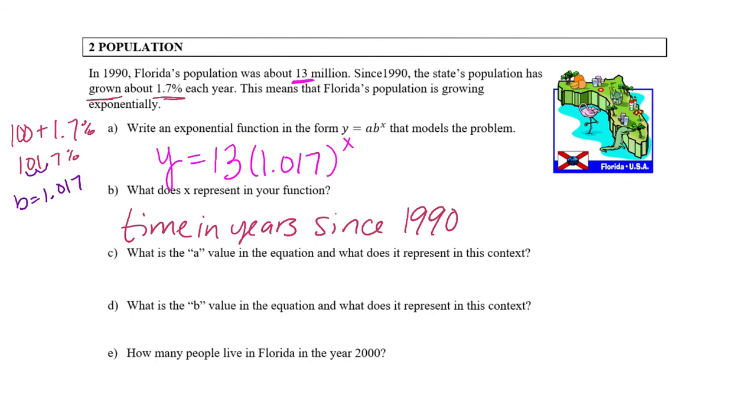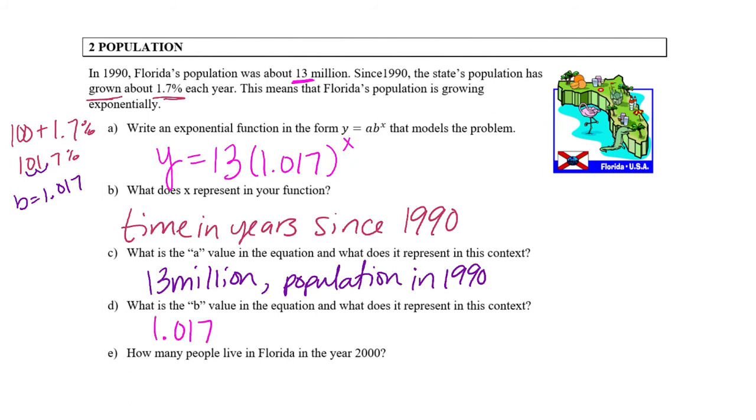The a value in the equation is the 13 million. And what does it represent? It is the population in 1990. It's very specific. It's got to be in that specific year. It's not the population forever. It's not the population in any specific year other than 1990. It's just that population. All right. The B value is the 1.017, and it represents the growth in population per year.